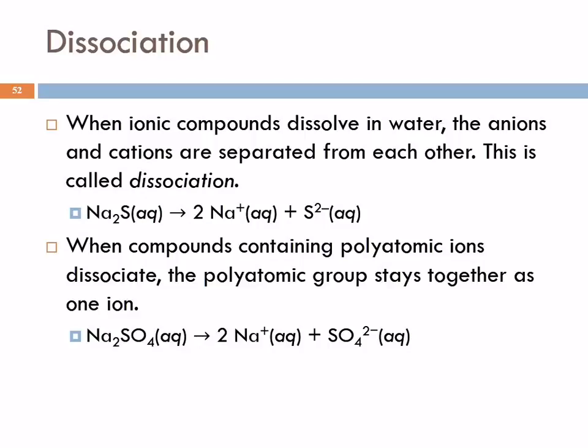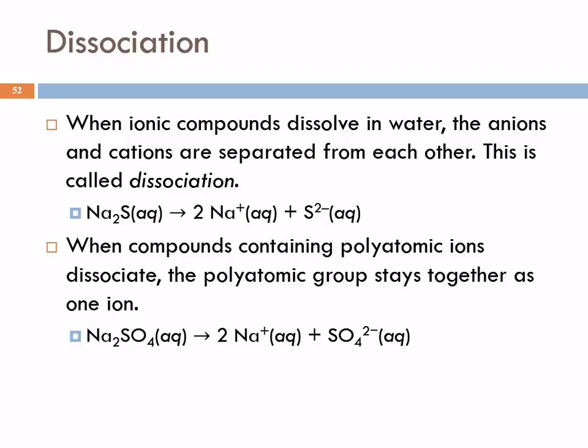If you have a compound containing a polyatomic ion, like sulfate in this example, polyatomic ions do not come apart when they dissolve in water. So the sulfurs and the oxygens are covalently bonded together, and they're not going to come apart. Just the sodium and the sulfate are going to separate. And so we'll have 2 sodium ions and 1 sulfate ion. Any questions?